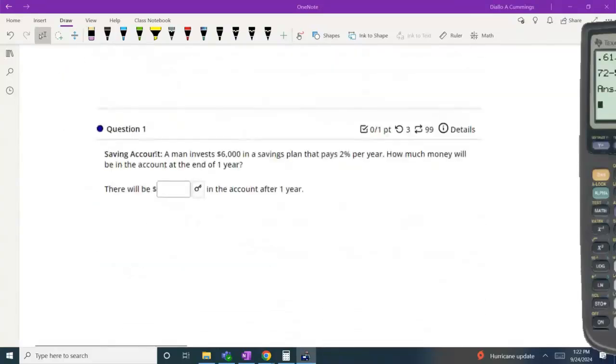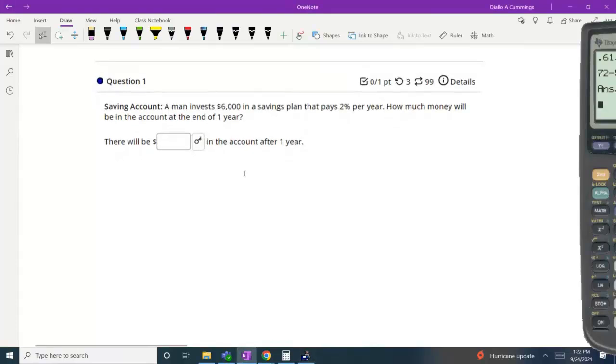So I think I have both of these on here. All right, so this is similar to question number 1. It's a savings account example. A man invests $6,000 in a saving plan that pays 2% per year. How much money will be in the account at the end of 1 year?